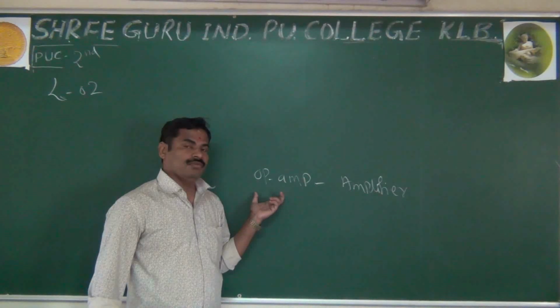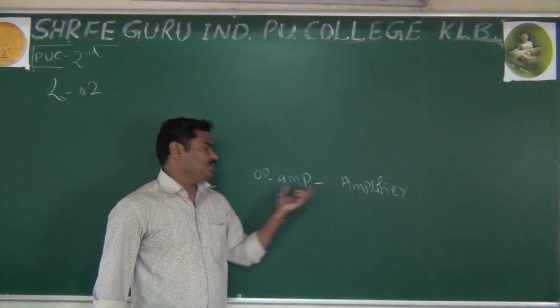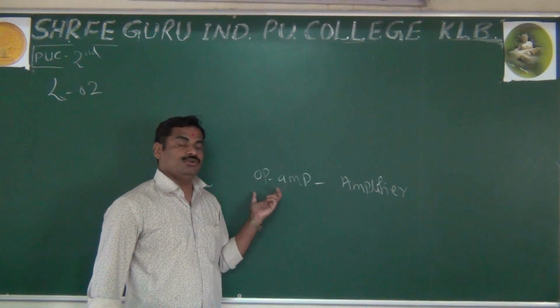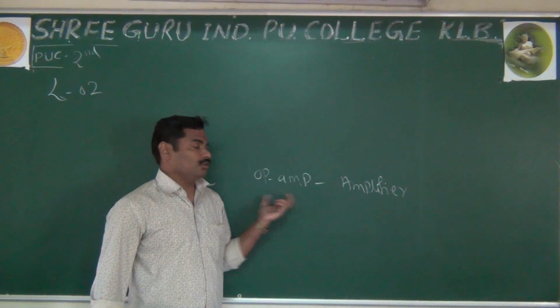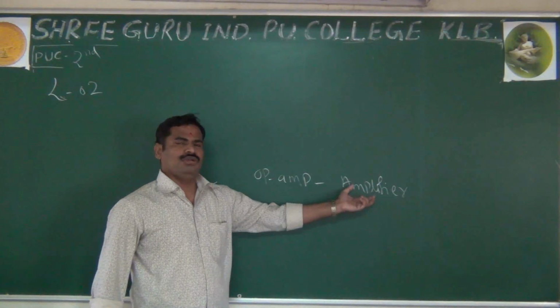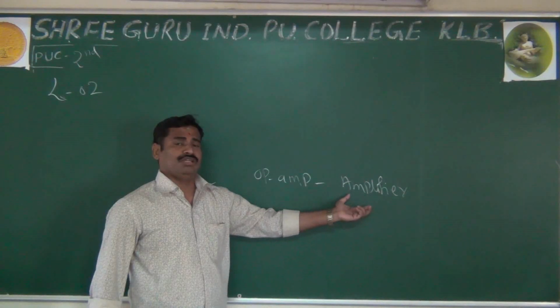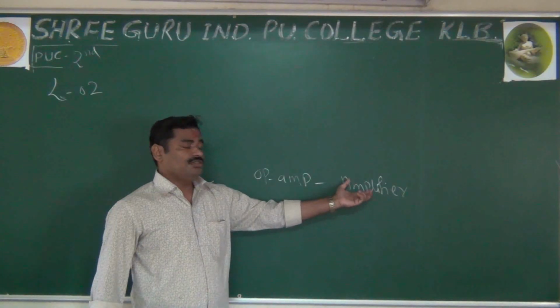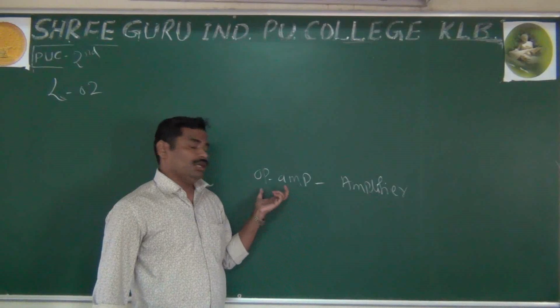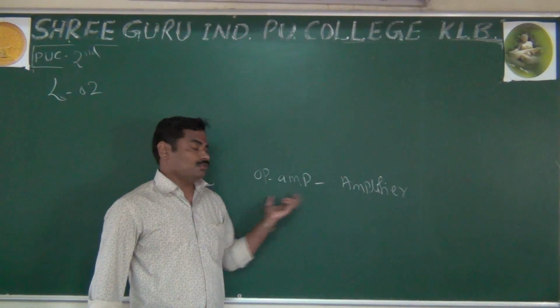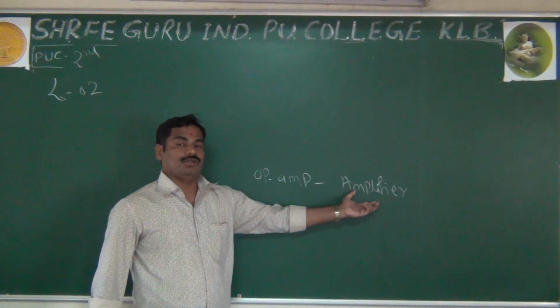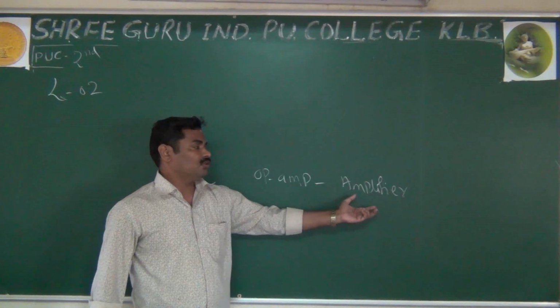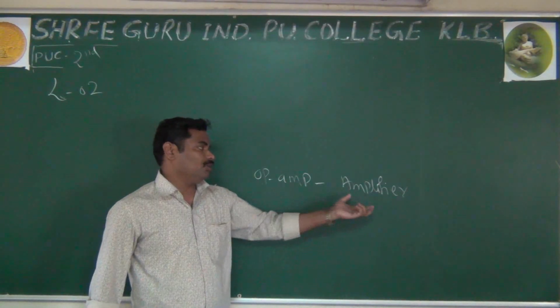No doubt it is also an amplifier, but it has more advantages because it will do mathematical operations. A general amplifier does not do the mathematical operations, it only amplifies the signal. Whatever signal is applied, current or voltage, it will amplify. And in an op-amp there are two inputs, but here I have only one input and one output. This is the major difference between an op-amp and an amplifier.